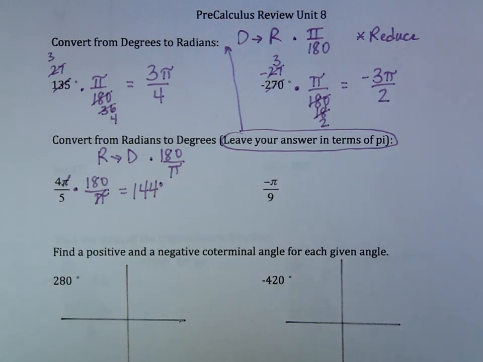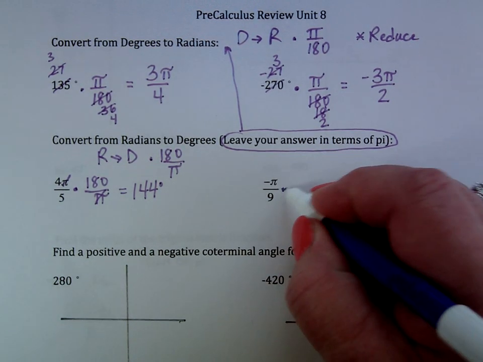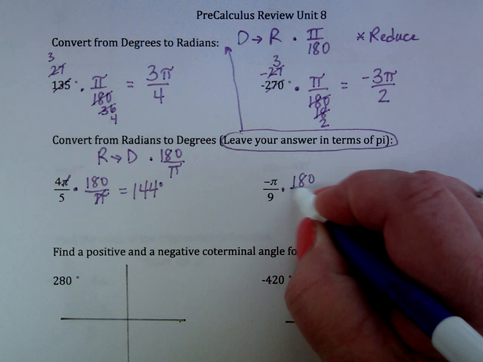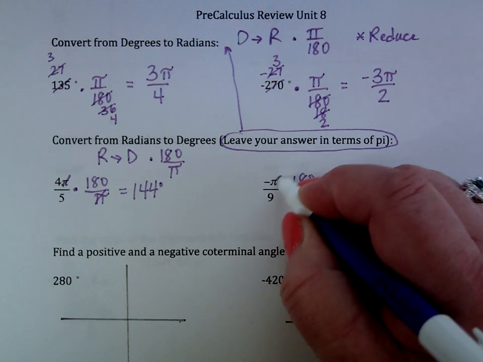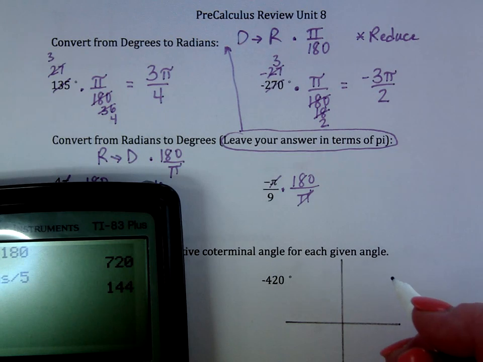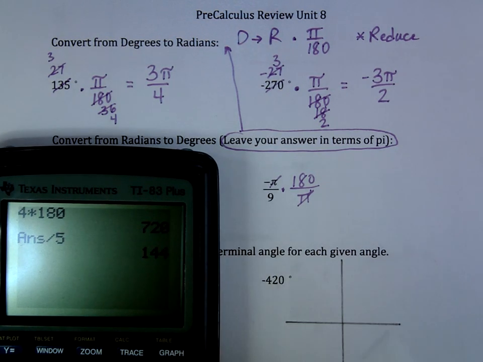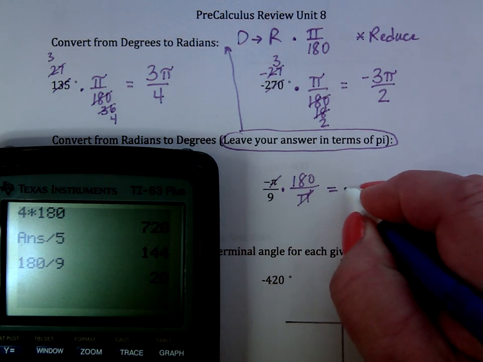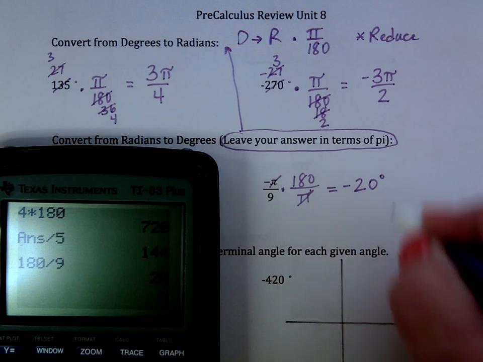If I go to negative pi over 9 and do the same thing, multiply by 180 over pi, again my pi's cancel out. If I go to my calculator and think about what is 180 divided by 9, I get 20, but it's got a negative with it for direction. So negative 20 degrees is my answer for that one.